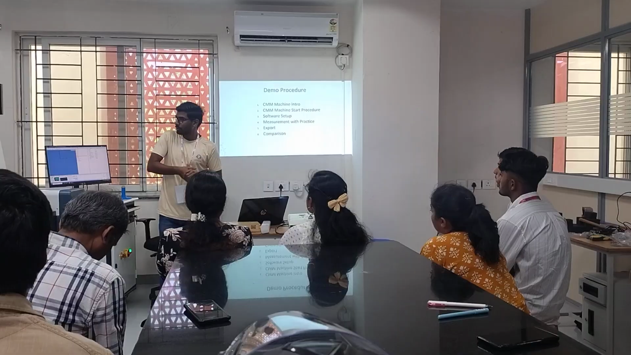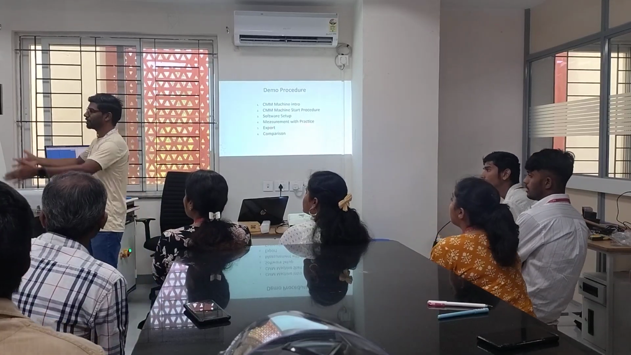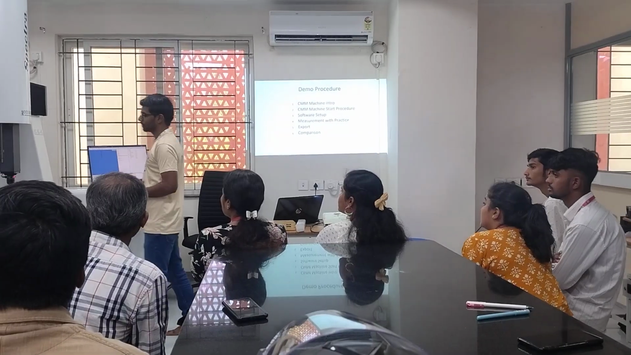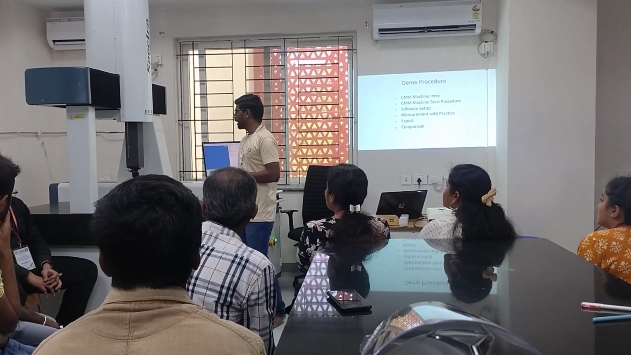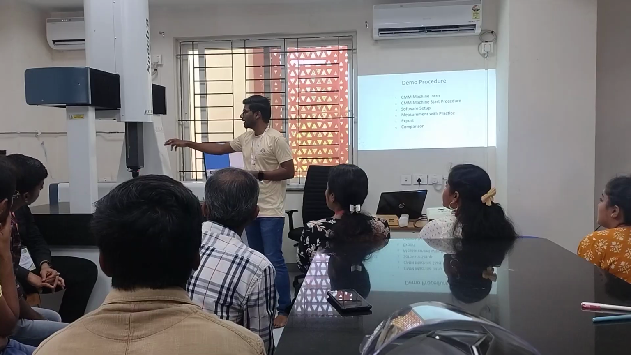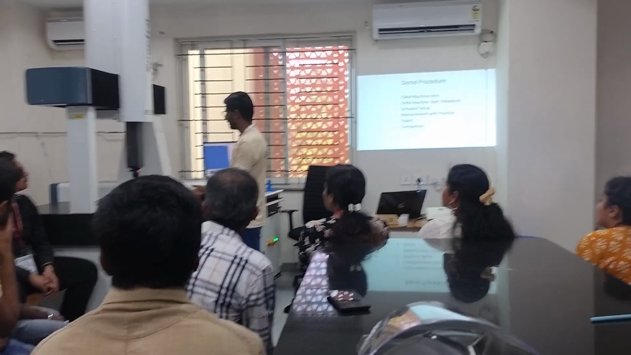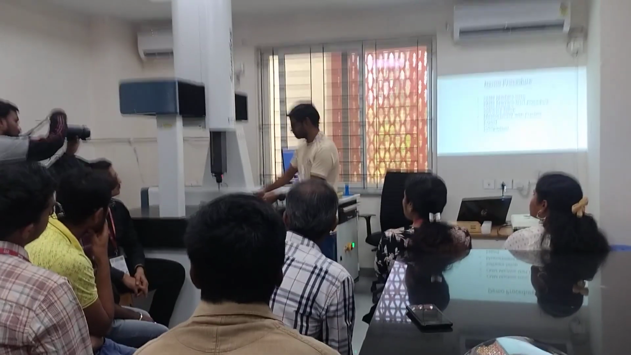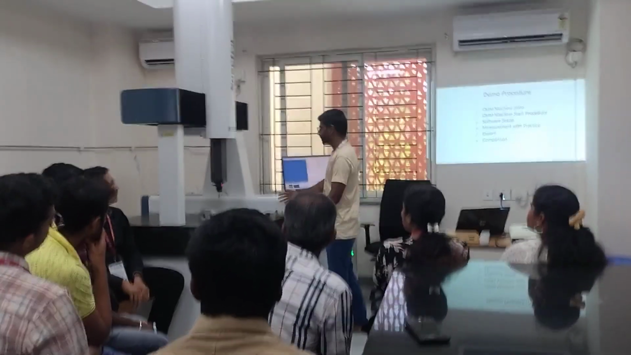First thing is the CMM machine intro. This is the CMM, coordinate measuring machine. This is the bridge type; you can see this is a kind of bridge. This is made by Accurate, a company in Pune, and this is the 5.6.4 model. It means 500 in height, 600 in Y, and 400 in X.